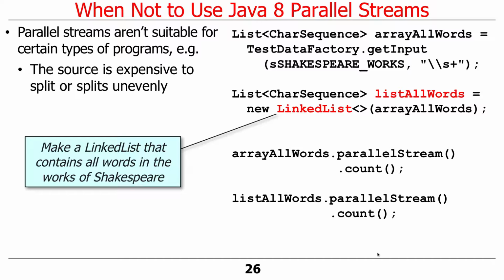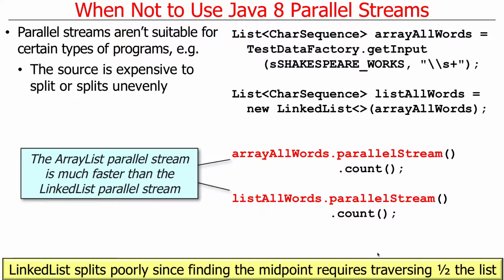And so we have two different things. We have an array representation of all the words in Shakespeare, and we have a linked list representation of all the words in Shakespeare, right? So two different representations of all the words in Shakespeare. And then we're going to count the number of words in parallel for the array version, and count the words of all the works of Shakespeare in parallel for the linked list version.